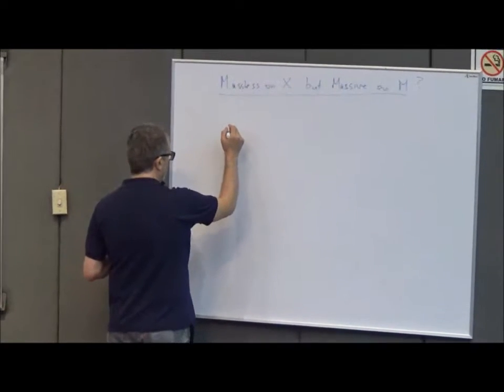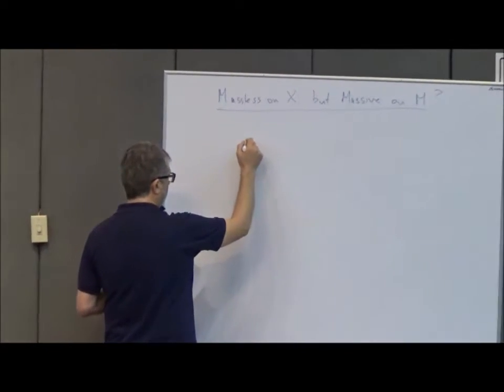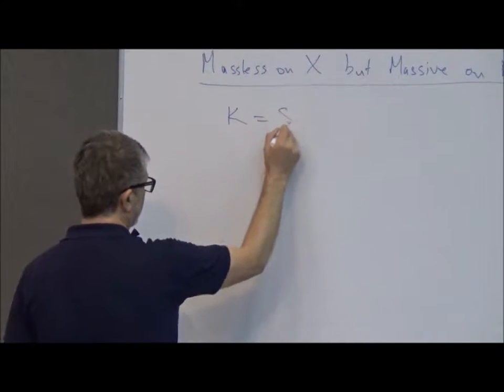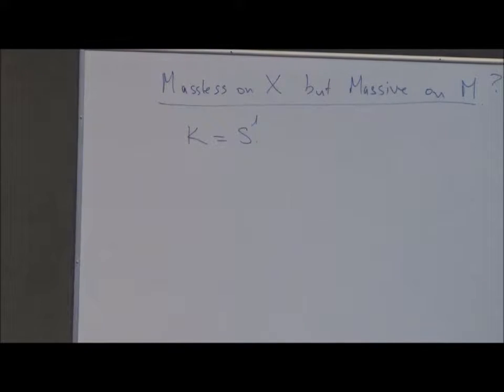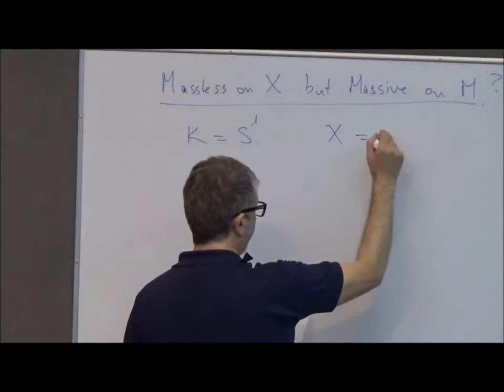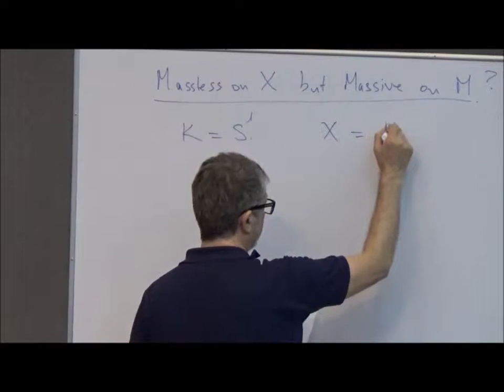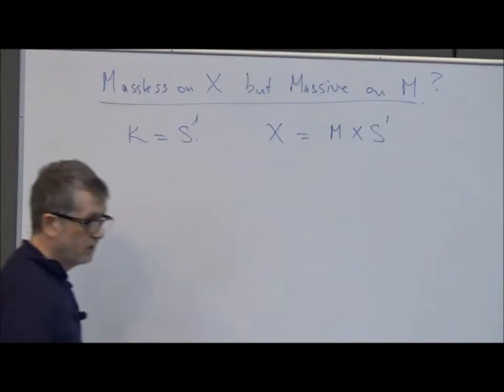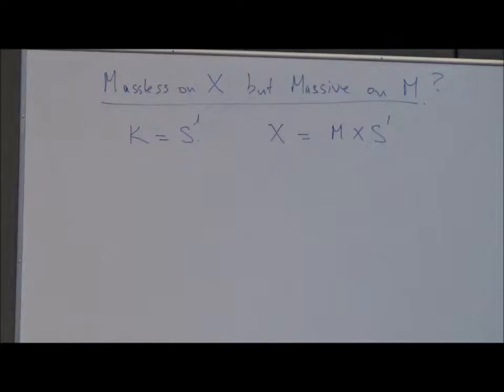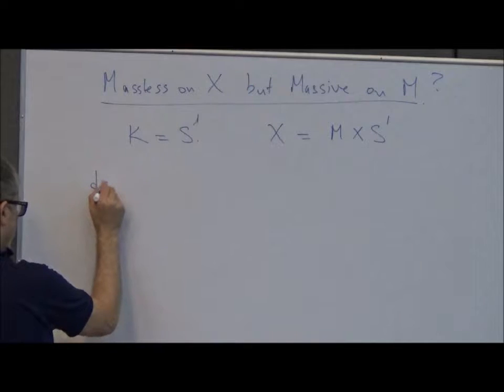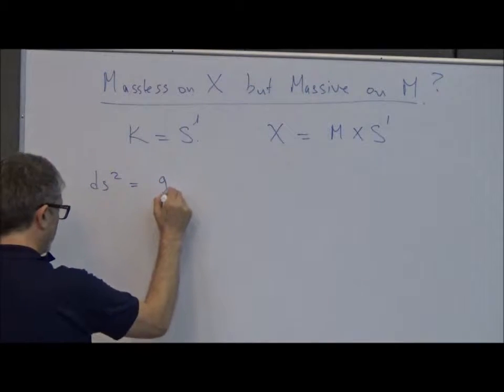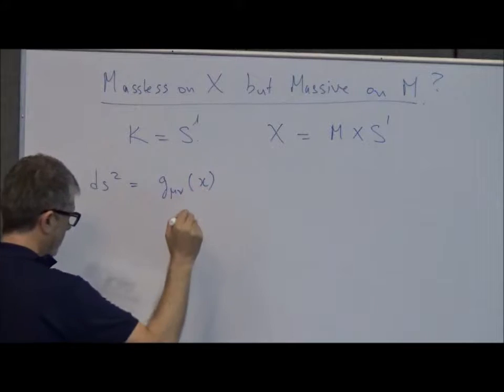So the manifold I'm going to take is K, just some S1. Just a circle. So that means X is equal to M cross S1. This is the traditional example of Kaluza-Klein. And I'm going to be very finicky. That is, I'm going to consider a metric on this space, ds², which is actually g_μν. And I'll explain why as we go along.